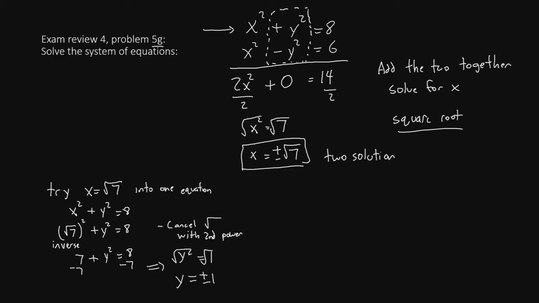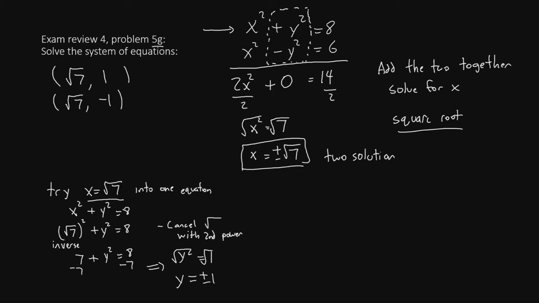So here are our solutions from this section. We used x equals root 7. We'll write that as our x value. We got two possible y values here, positive 1 and negative 1, so we have to write both possibilities. The x will be square root of 7 both times. The y could be positive 1 or negative 1. Both of them will be solutions.